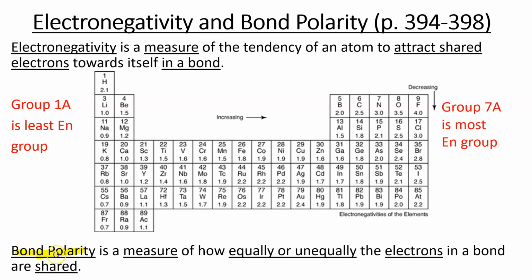Bond polarity is a measure of how equally or unequally the electrons in a bond are shared. So that means if there's one that is very electronegative and the other one is not at all electronegative, that's going to be a pretty polar bond because one of the atoms is going to be pulling the electrons to itself with much greater strength than the other one.